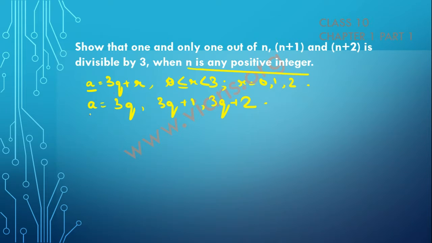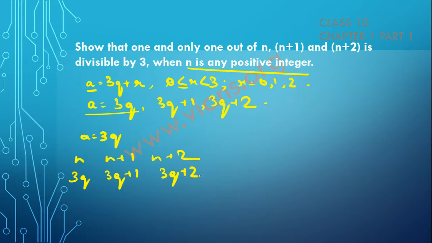Now consider a is equal to 3q. Then n, n plus 1, n plus 2 become 3q, 3q plus 1, 3q plus 2. Is 3q divisible by 3? Yes. 3q plus 1, is it divisible by 3? No. 3q plus 2? No.